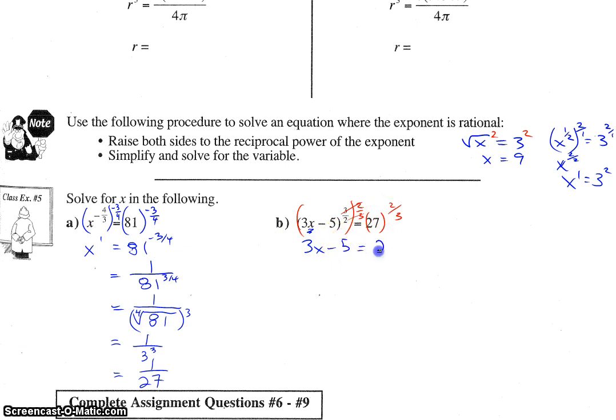On this side, we have 27 to the 2/3. Well, let's figure out what that equals first. So that would be the cube root, because the bottom number is what root it is, 27 and then we'll square that after we figure that out. So cube root of 27, what number cubed gives us 27? That would be 3. And then we square that, and we would get 9. So back to here, that would be 9.